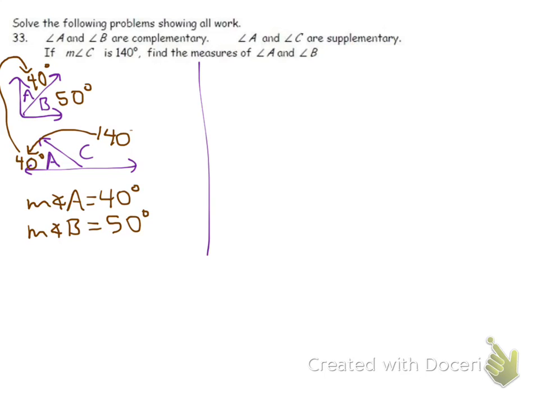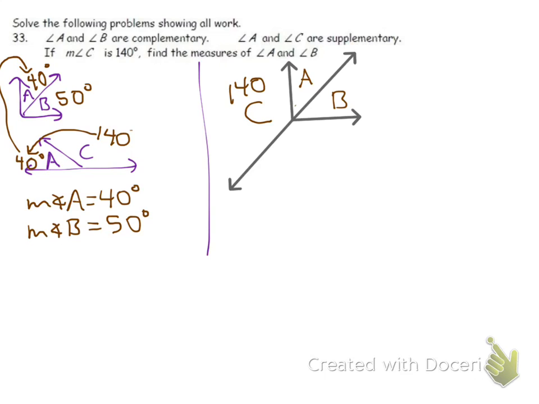The other way I could draw this one is if I draw my lines here. Let's go with A, B, and then draw it so that A and C are supplementary. Forms that line. And then this is 140. I have 140 there. A and C are supplementary, so this is also 40. Then A and B are complementary. That makes that 50, and we get the same answer.